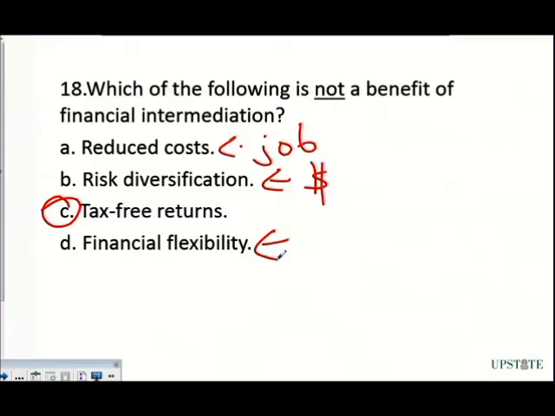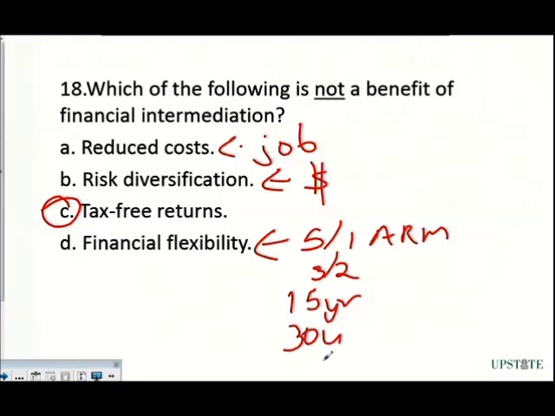The second and last one here is financial flexibility. If you were going in for a mortgage, you could get a 5/1 ARM, a 3/2, a 15-year, a 30-year, all sorts of different things, because the bank has various preferences and abilities, but as individuals, we don't have that as much.